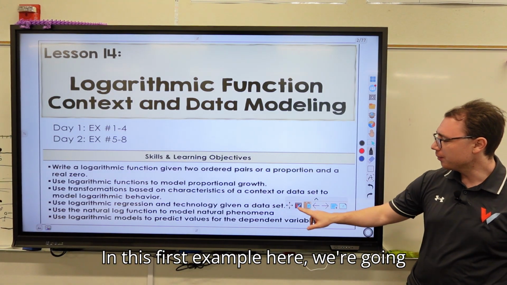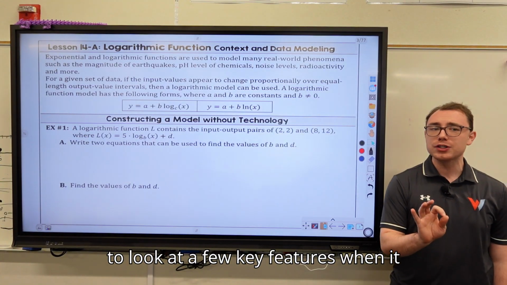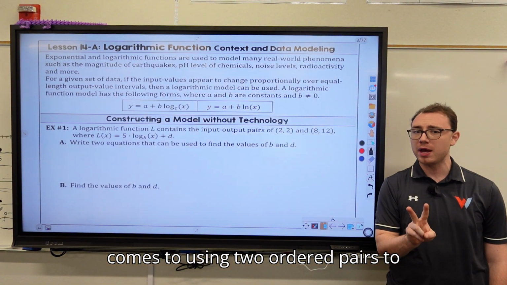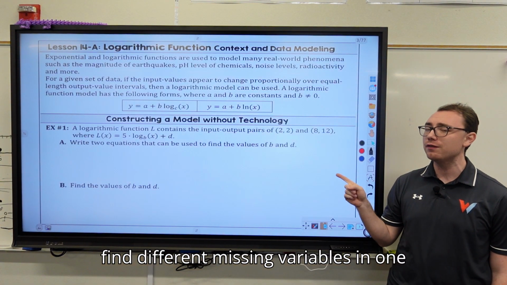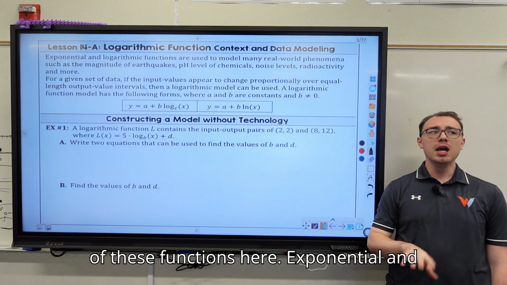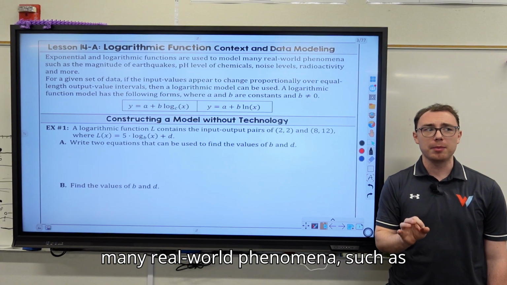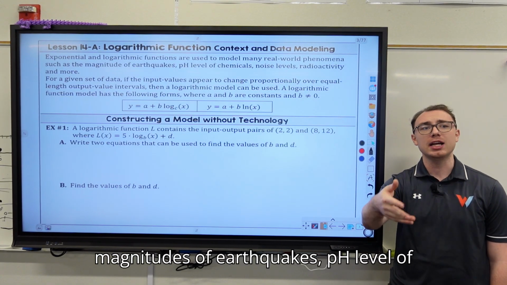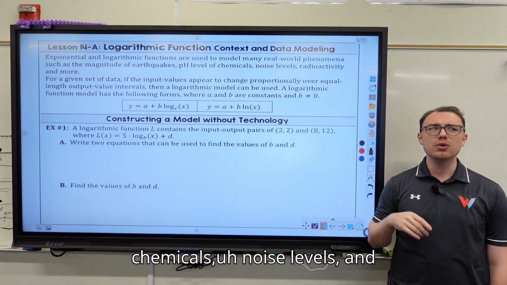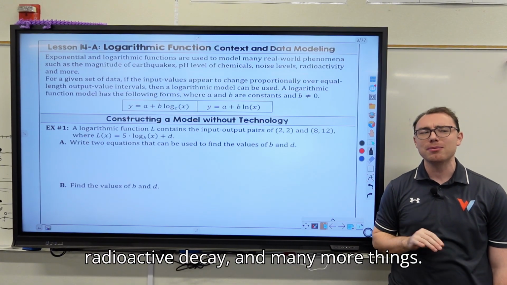In this first example here, we're going to look at a few key features when it comes to using 2 ordered pairs to find different missing variables in one of these functions here. Exponential and logarithmic functions are used to model many real-world phenomena, such as magnitudes of earthquakes, pH level of chemicals, noise levels, and radioactive decay, and many more things.